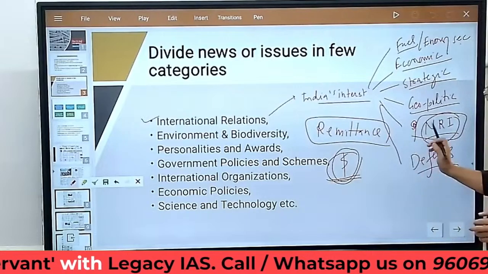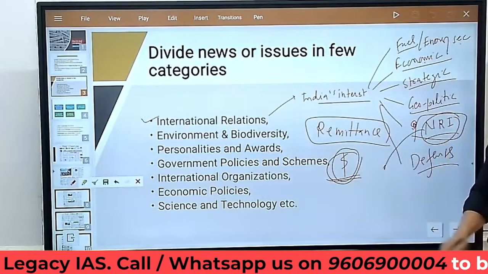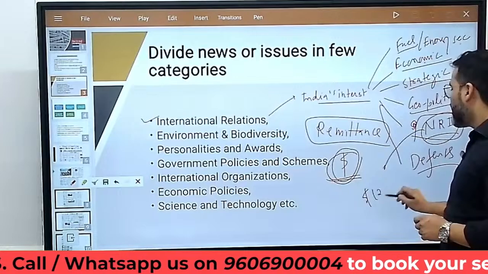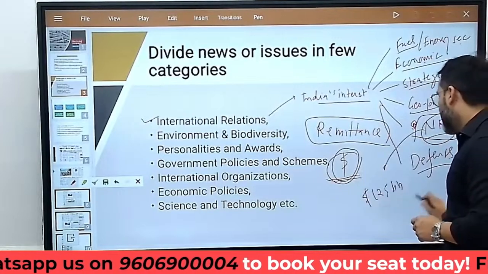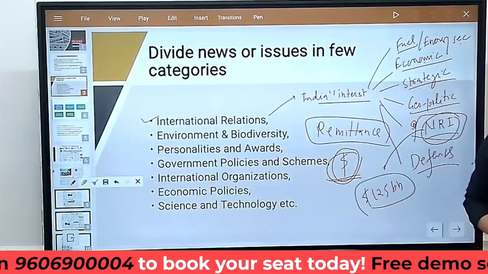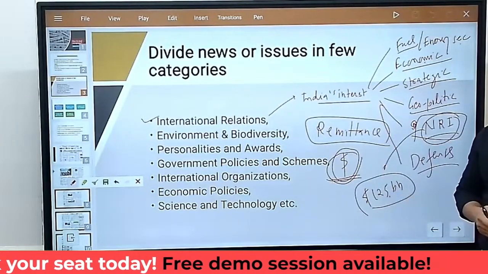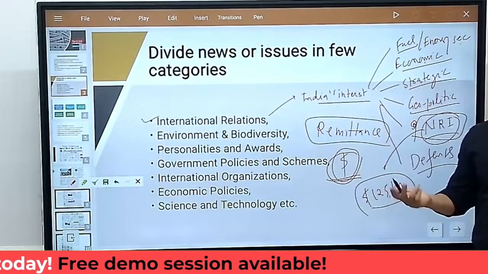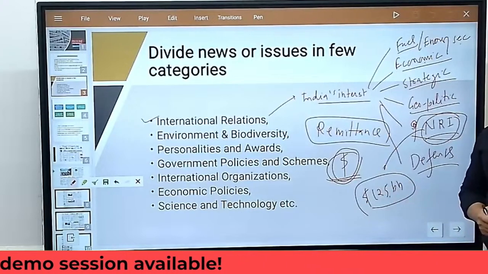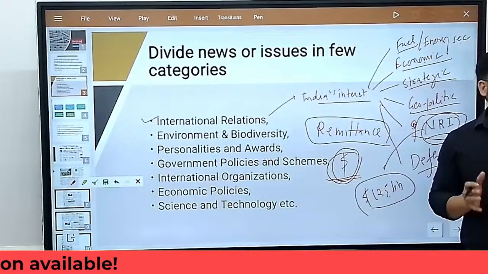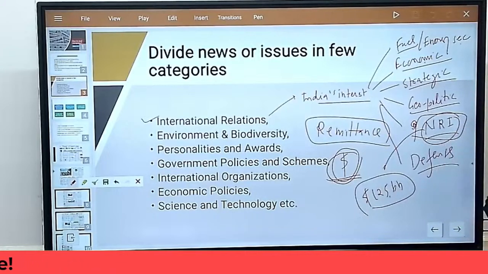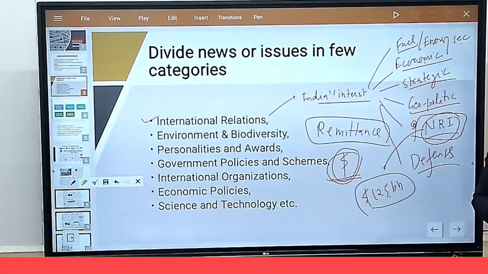So what is the use of these dollars? Indians are sending 125 billion US dollars every year. Do you understand? This much money they are sending. Now think how big an amount, 125 billion dollars. Pakistan's total forex reserve is $5 billion. Only 5.